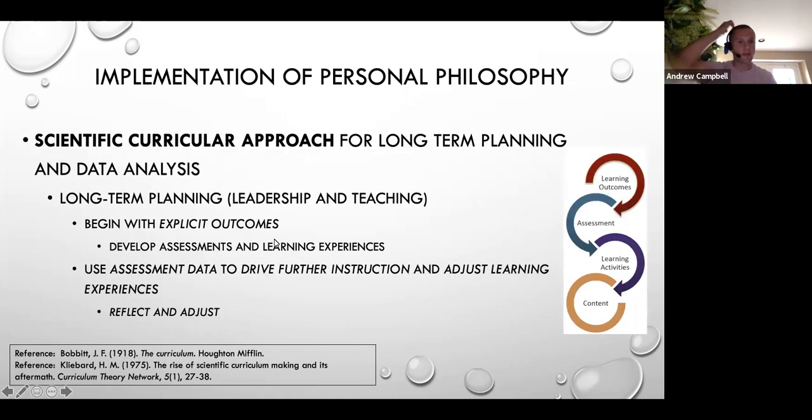So when looking at taking the scientific curricular approach, or using the scientific curriculum, these are the ideas that were garnered from the works of Bobbitt and Tyler. This was probably one of the biggest takeaways from my personal philosophy. It has been used throughout my district, but it really became prescient this last year when we were teaching remotely. And also I had moved up from third grade to fourth grade.